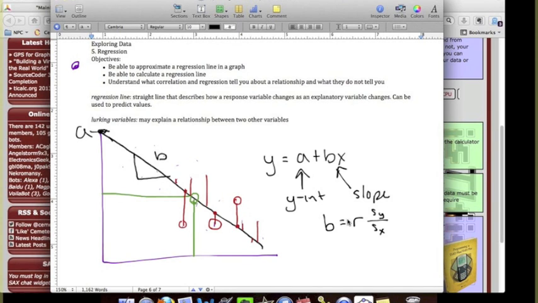Remember from algebra, a slope is a change in y over a change in x, right? So we're still doing here a slope of a y over an x. So we're doing standard deviation of y over standard deviation of x. Multiply that by our correlation coefficient, and that gives us what our slope value is going to be in our equation.